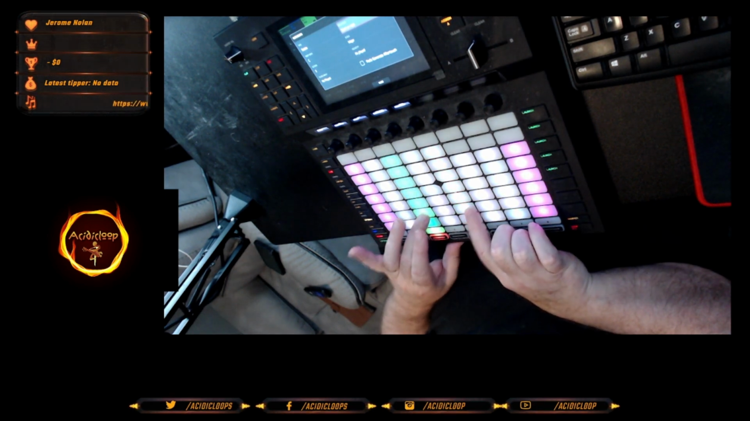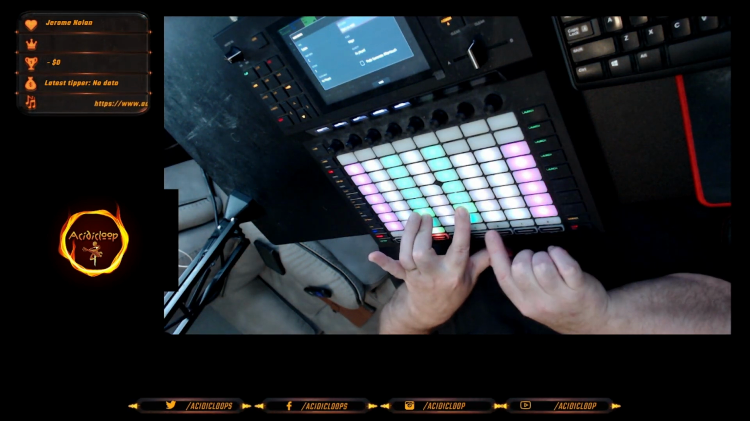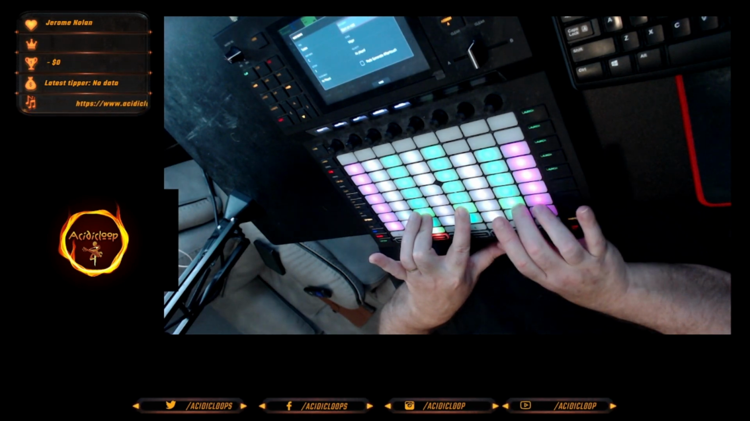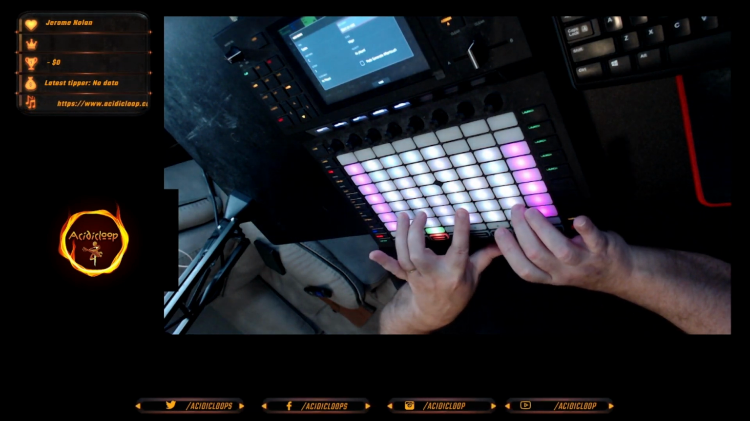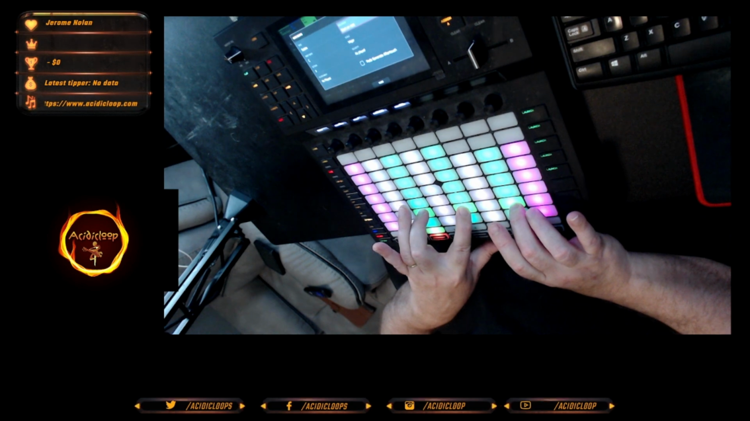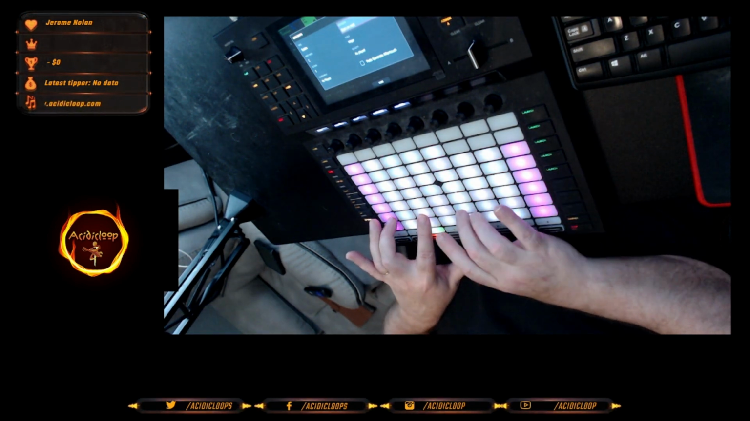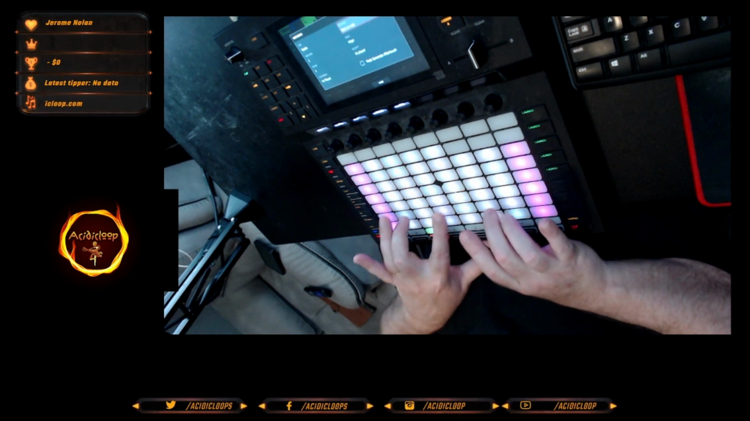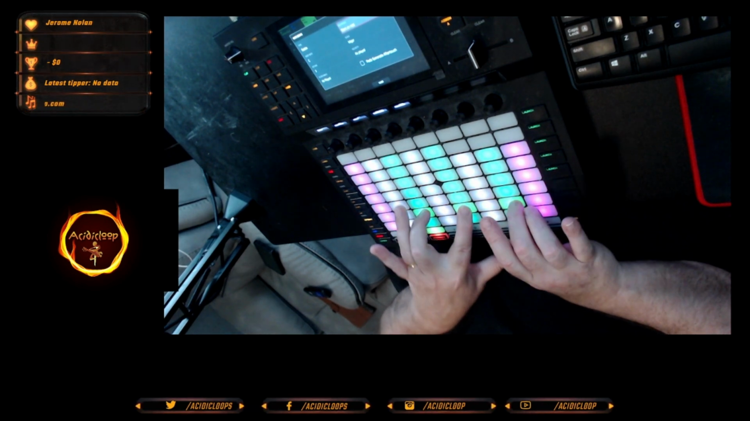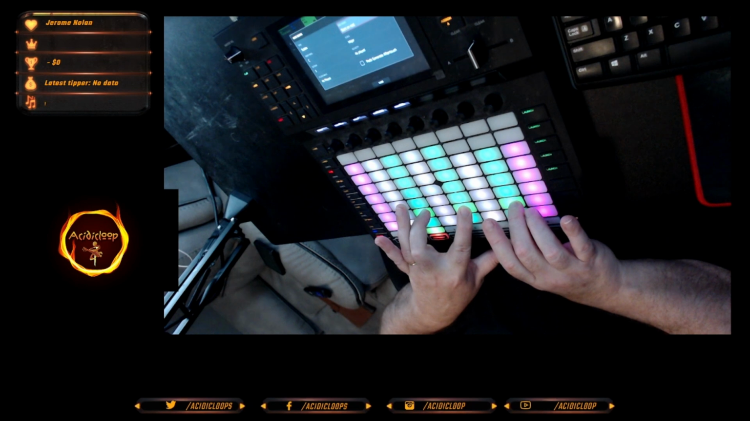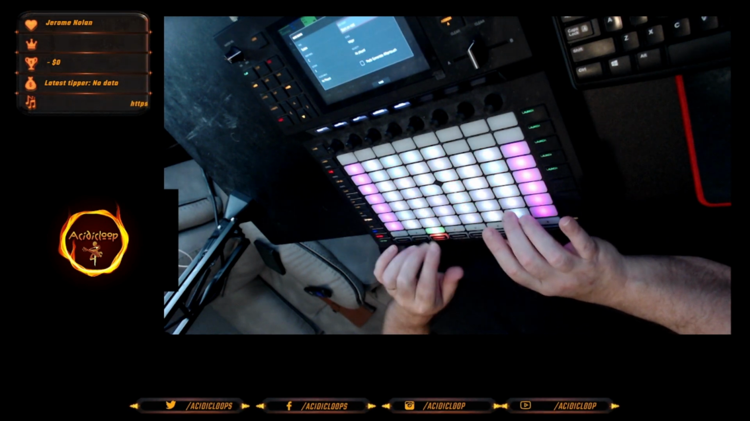So now we have the E, F, and G. We have G here. Skip this one and go right to the B. Play those together, and that is now E minor. So far we have C major, we have D minor, and we have E minor. Okay? Next, we're going to move on to the next one.